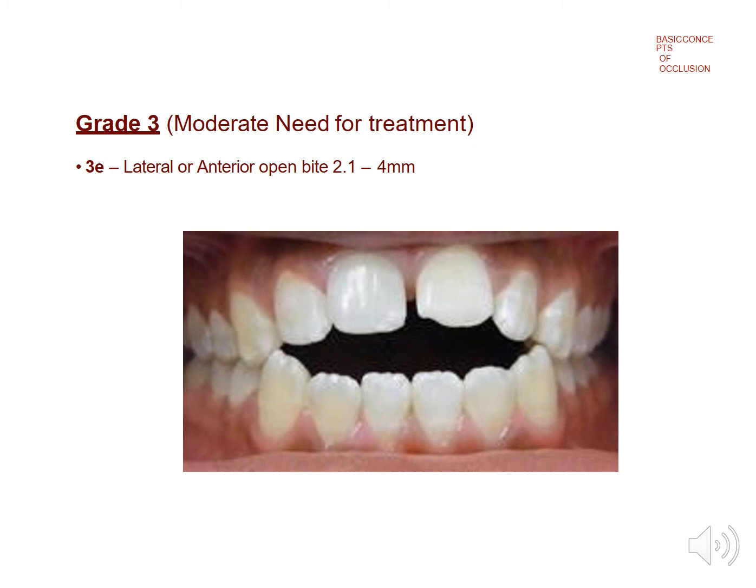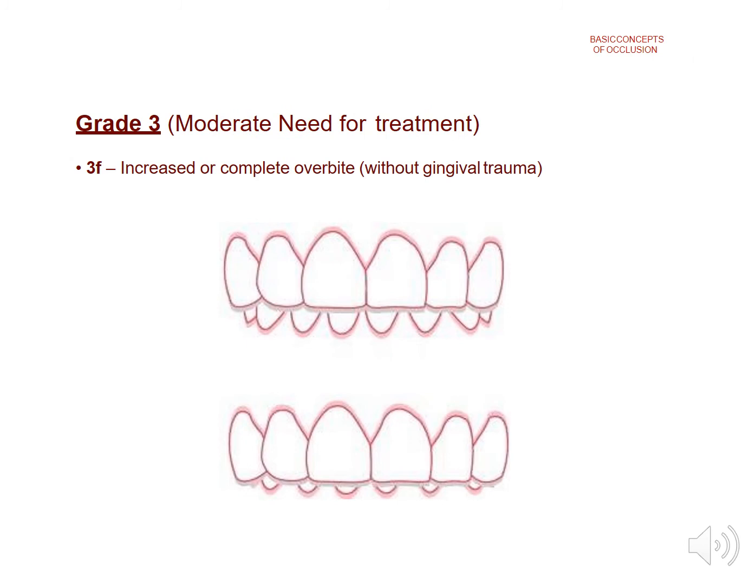This is 3E, which is lateral or anterior open bite, 2.1 mm to 4 mm. This photo shows a patient presenting with anterior open bite up to 4 mm. This is 3F, increased or complete overbite without gingival trauma. So you need to see at the palatal side whether they have trauma or not.